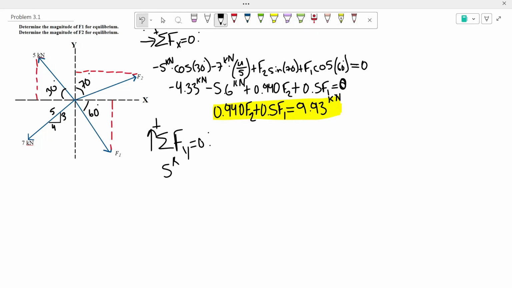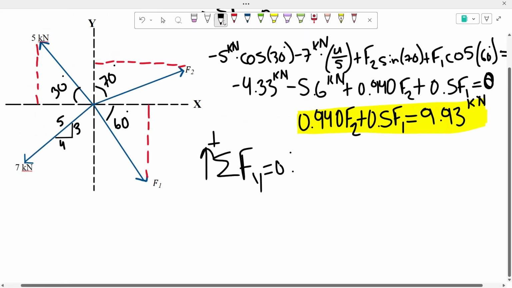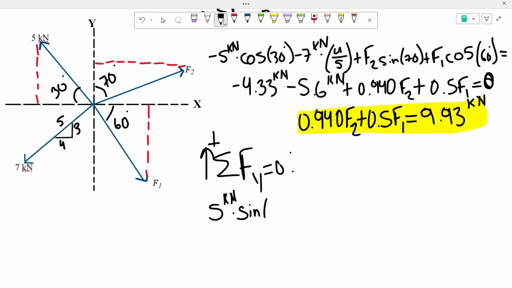Let me rewrite that. Let's zoom in a bit more. 5 kilonewtons times sine of 30. Now we're going to move on to our 7 kilonewtons. As you can see, our 7 kilonewtons are going slanted downwards, so they're going to be negative once again. So negative 7 kilonewtons. And this time we are trying to find the side of 3, which is why we're going to be using 3 over 5 instead of 4 over 5. So times 3 over 5.